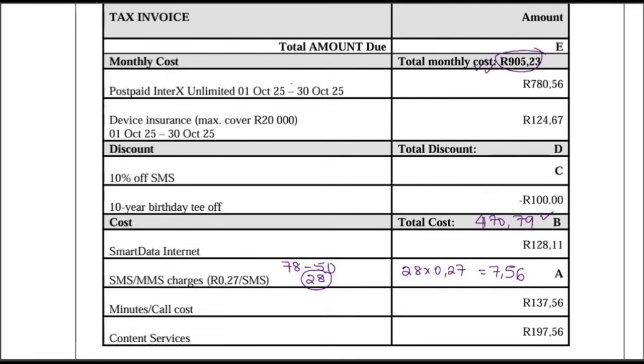Okay, so we go on, we say, we have this, you subtracting here, you have a mark. Value of C, 10% of SMS. So you're going to look for 10% of this, which is 0.1 times 7.56, which will lead you to 0.76. And you get a mark for that.